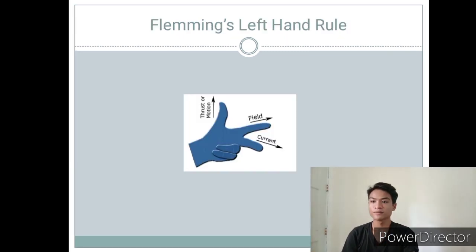Next naman is yung Fleming's left hand rule. Ayan yung picture ng Fleming's left hand rule, which states that if we stretch the thumb, middle finger, and index finger of the left hand in such a way that they make an angle of 90 degrees perpendicular to each other, and the conductor is placed in the magnetic field, it experiences magnetic force.